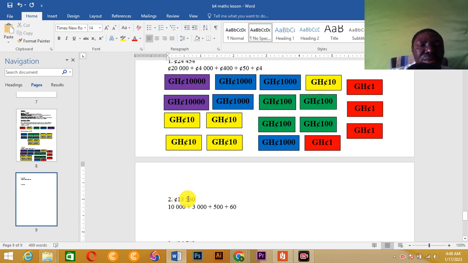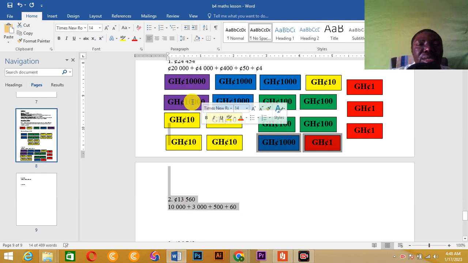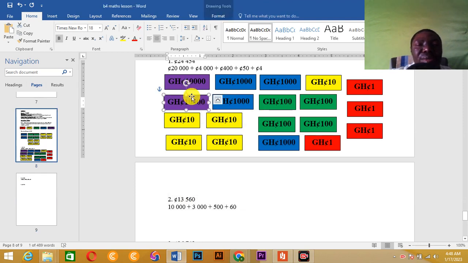So you have 1 2 3 4, plus take the second figure, turn the rest into 0, 1 2 3, plus take the third figure, turn the rest into 0, 1 2, plus take the fourth, 6. That is how. When you finish, go look for your token currency, how it was represented. Here we need 1 of the 10,000s, 3 of the thousands, 5 of the hundreds, and 6 of the 10 cedi. Simple as that.